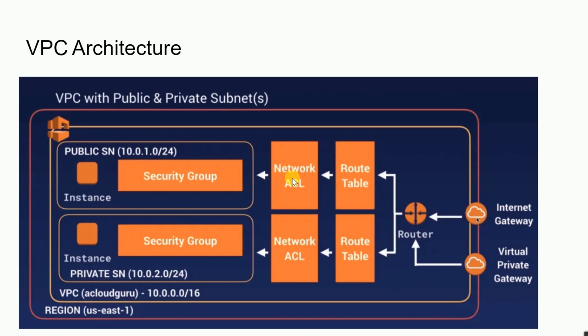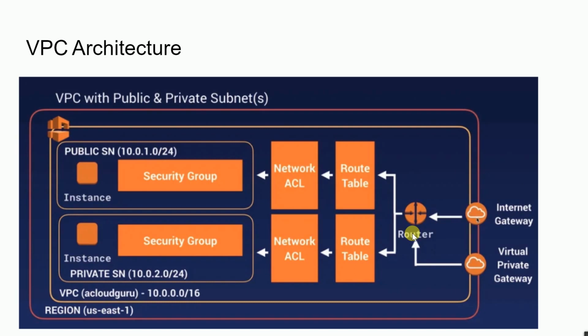Then we have the network ACL. As I mentioned earlier, it is a list of rules from external to internal and internal to external. Then the route table: how traffic is communicated from external to internal and internal to external is managed using the route table. We also have the router.